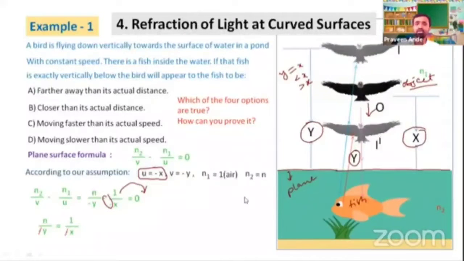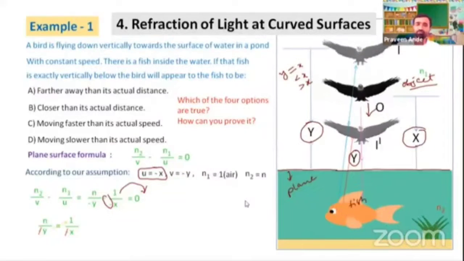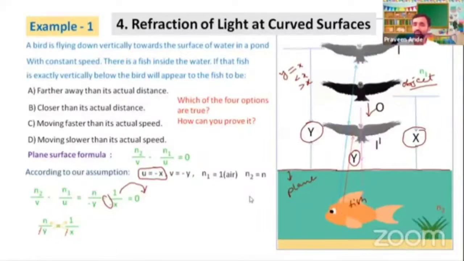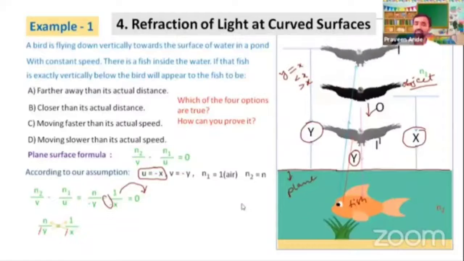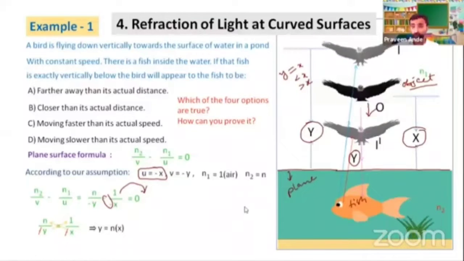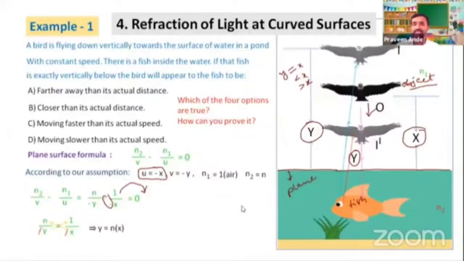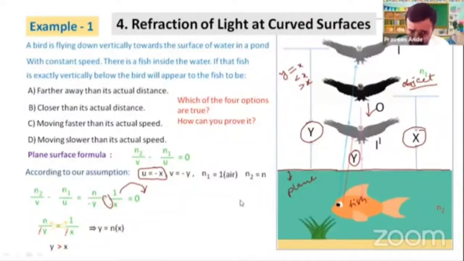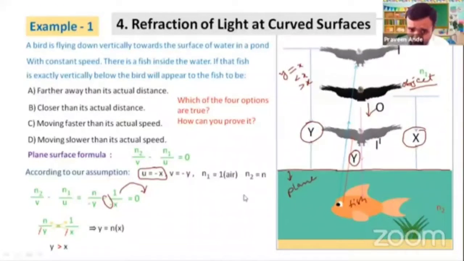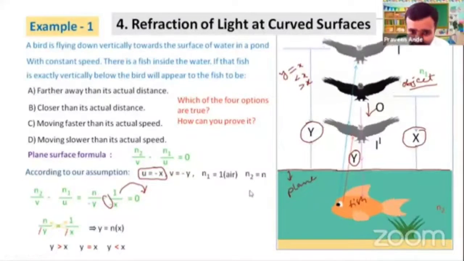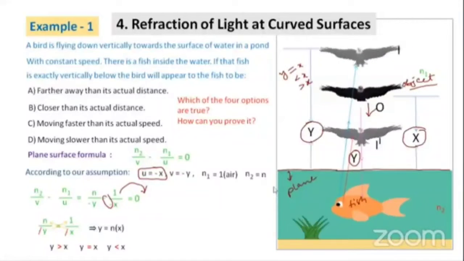Let me take the cross product here. So y into 1, n into x. Then from this I am able to write y is equal to n into x. So what I got? y is equal to n into x. What is y here? Image distance. Is it greater than x? Are you able to say? Or is it equal to x? Or is it less than x? Of these three, which are you going to select here?